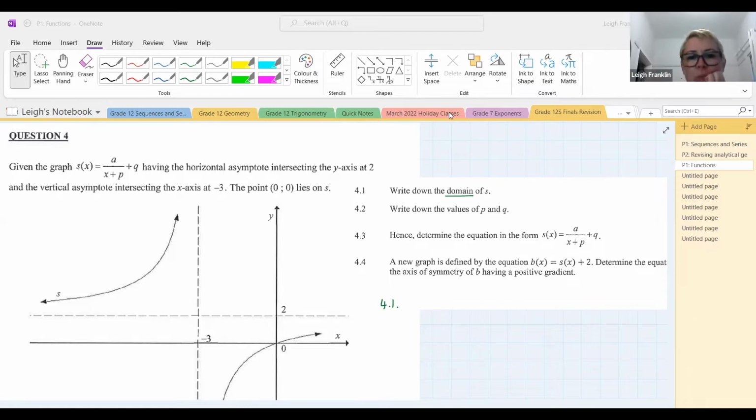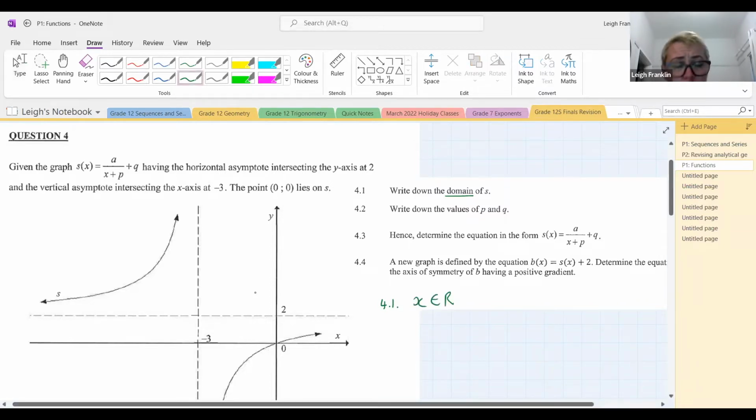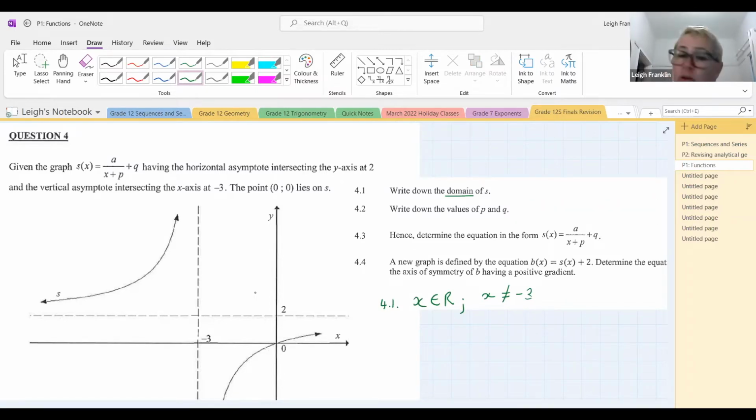Okay, so Boitshepo, I think what you're trying to say there is that, and it's very important that we write both things here, all right? So we have to state that x is an element of the real numbers, okay? It's not a continuous function, but x is an element of the real numbers, right? But it's not continuous because x is not allowed to be equal to -3. Okay, so to get 1 mark, you have to have both of those things. Okay, so x is an element of the real numbers. X may not be equal to -3.